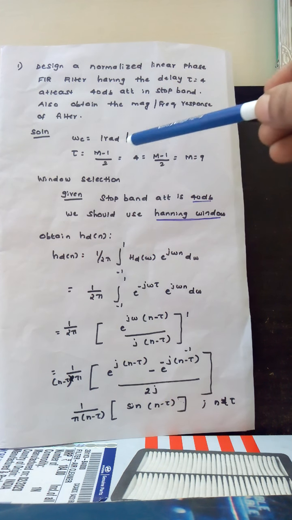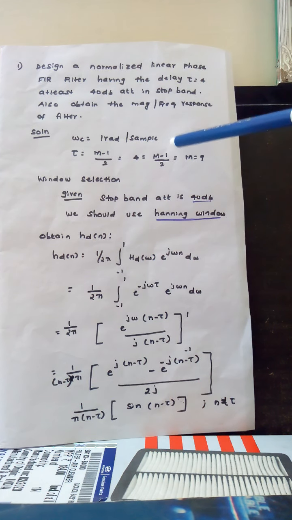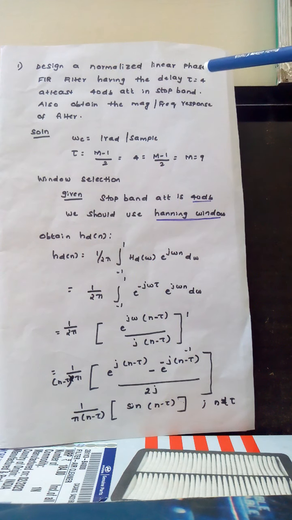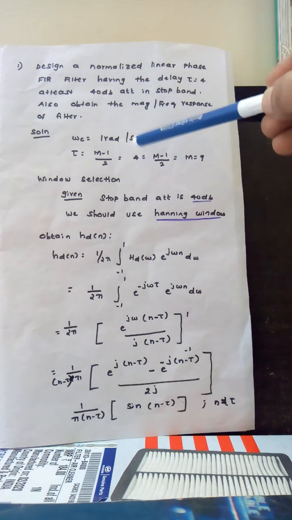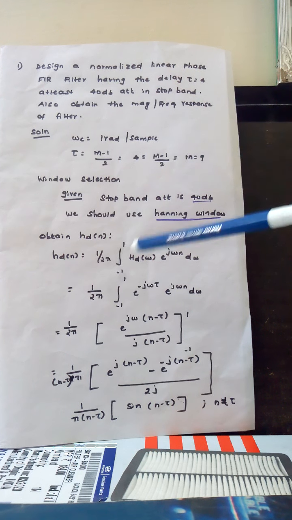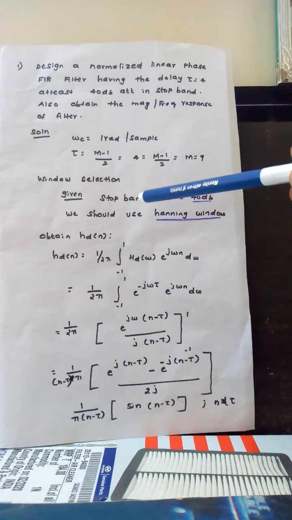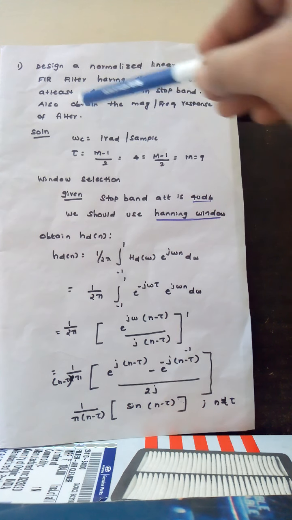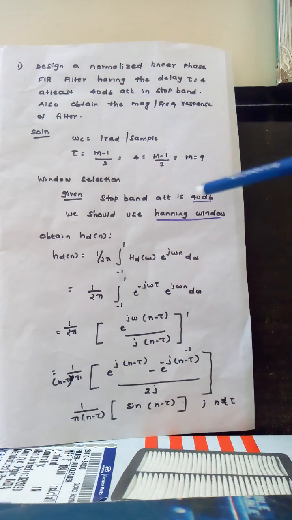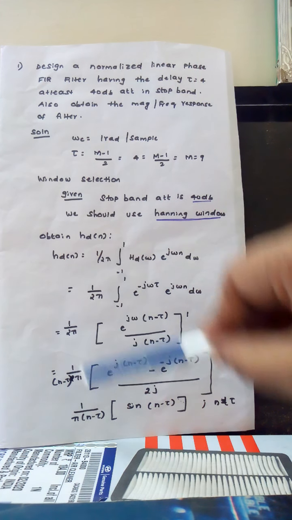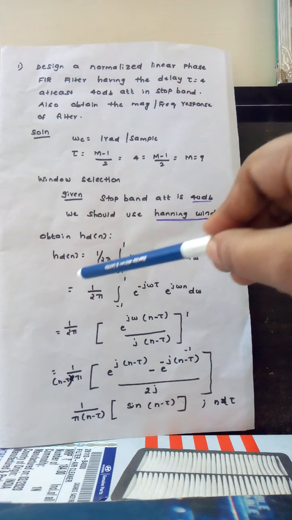And omega c they have given as 1 radian per second, and it is a normalized linear phase filter, so we have to take omega c as 1 radian per sample. Here we have to select a window, but they have given 40 decibel in stop band. So 40 decibel in stop band means we have to choose a Hanning window. So second, we are selecting the windowing; it is nearer to 40 decibels, so we have selected that Hanning window.